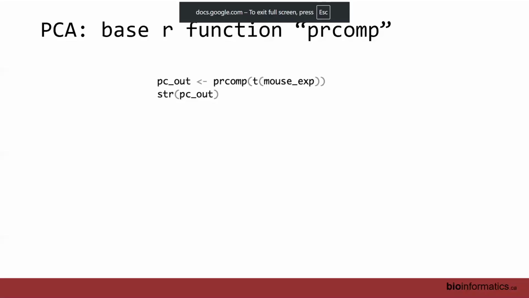All right, so the main function that we use for PCA in R is prcomp. And here, as we kind of briefly discussed before, what is this t? Does anyone know? Transpose, right? So prcomp assumes that the columns are features and the rows are samples.